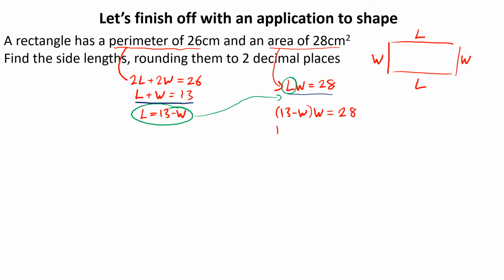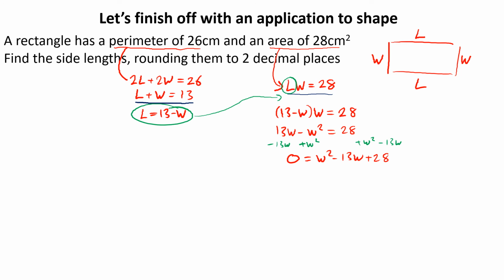We then just expand that out. So that's 13W minus W squared is 28. And then I'm going to move everything across to the right hand side, so I have a nice positive W squared. So I have 0 is W squared minus 13W plus 28. At this stage we get a bit annoyed because that doesn't factorize nicely. There's nothing that really times to 28 apart from 7 and 4, 14 and 2. None of those are going to get us to 13.